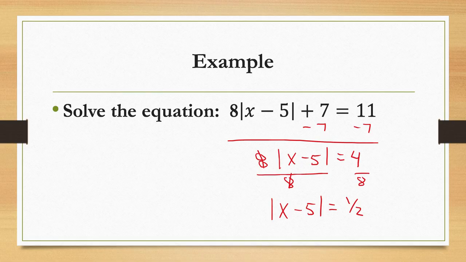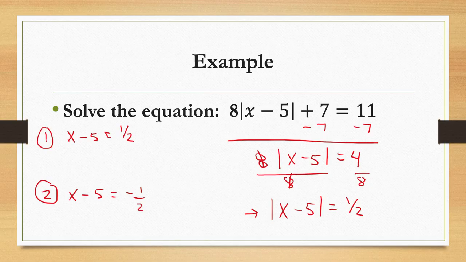Once that's done, then we're ready to break it up into the two problems. Remember that one problem looks exactly like what we have right here, except that we don't have the absolute value. So x minus 5 equals 1/2. The other problem also has an x minus 5, but we're going to set it equal to negative 1/2.